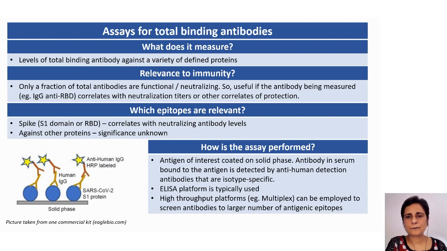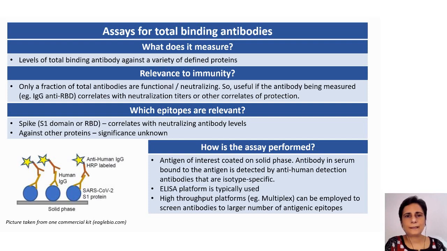How is the assay performed? The assay is performed by coating the antigen of interest on a solid phase. This can be the kinds of plates that we know as ELISA plates. It can be beads. It can be a variety of other substrates. And then the antibody that is present in the serum binds to the antigen, and there is a detection system. There are now new systems being developed that allow you to measure not just a single antibody to a single antigen, but to measure multiple antibodies to many antigens.